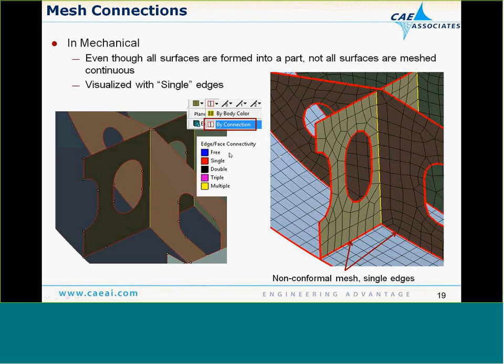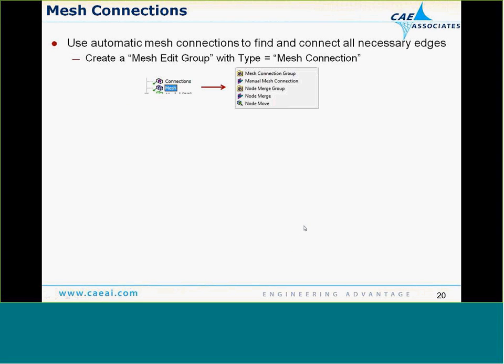If you color by connection, you can see all the free edges. So if you went through and checked that, this matches up, but all the edges down here at the bottom are in red. Those didn't get connected. So we need a way to clean this up without having to go back to the CAD system. We could use a mesh connection to fix this.